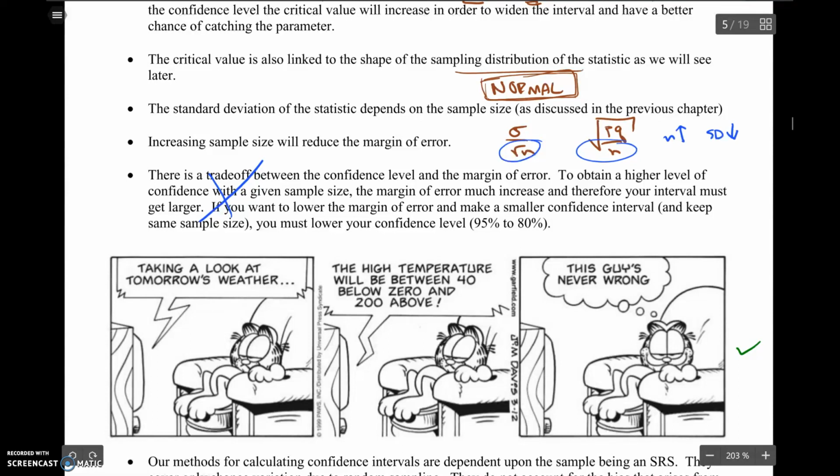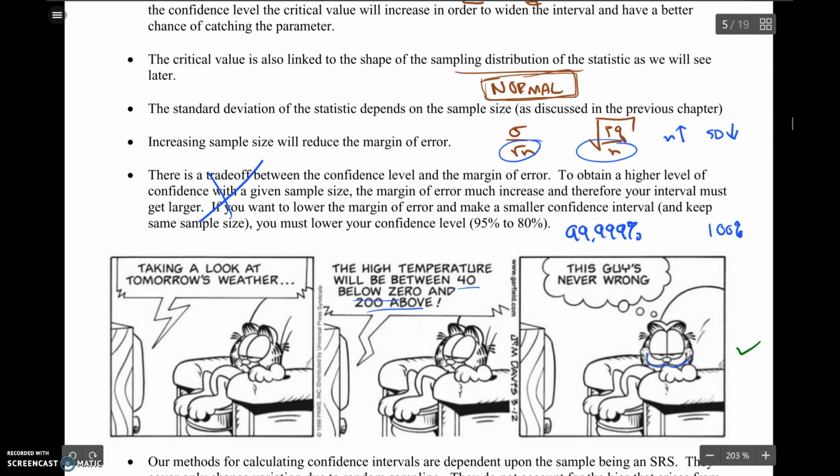So I like this comic, Garfield. Looking at the weather for tomorrow, the high temperature will be between 40 degrees below zero and 200 degrees above zero. And Garfield's got his classic smile and it says, this guy's never wrong. You might say, well, why don't we just calculate 99.999% confidence intervals? Or you might even say 100% confidence interval.